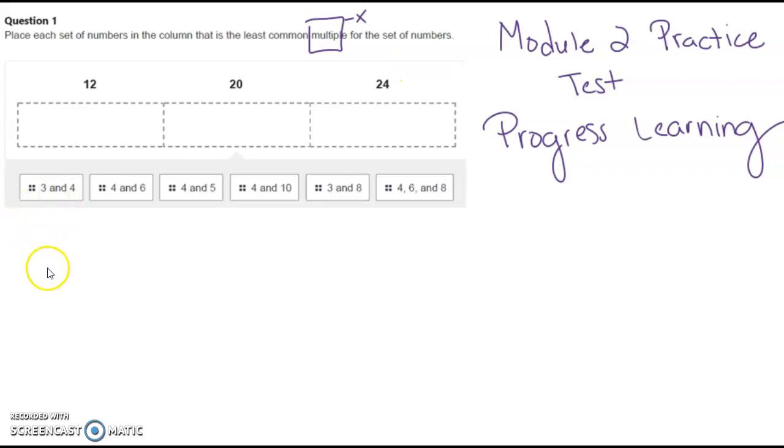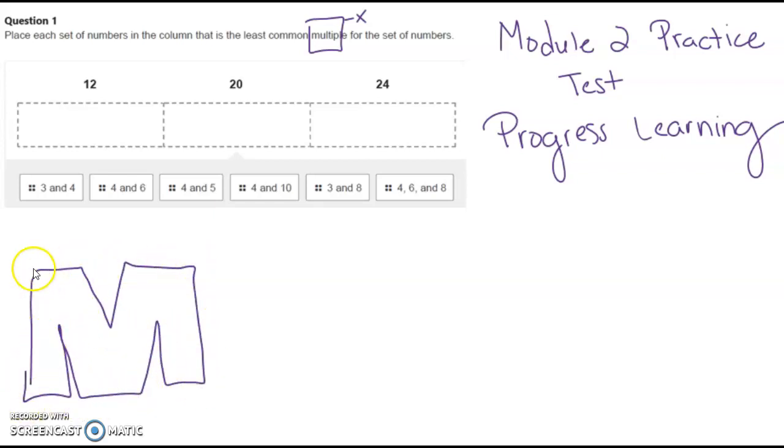So let's look at 3 and 4. We did the M's, if you remember. I need to think of 3 times 1, 3 times 2, 3 times 3, things like that. So we have 3, 6, 9, 12, and 15. Then we're going to do multiples of 4. So we have 4, 8, 12, 16, and 20.